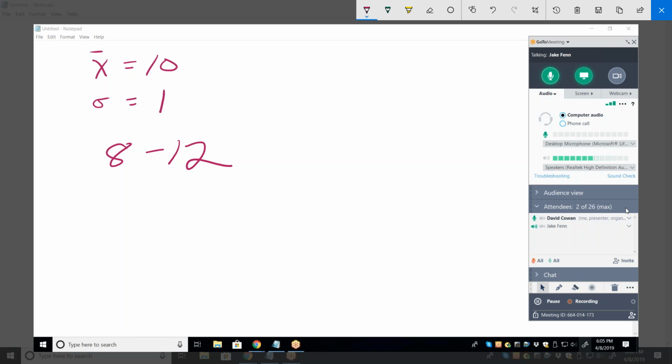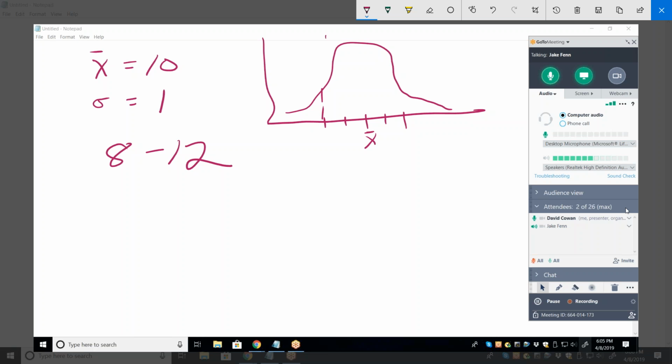Sorry, I had to erase our curve, but we need it, so I'm going to redraw it. There's the mean. There's the mean minus 1 standard deviation. There's the mean minus 2 standard deviations. There's the mean plus 1 standard deviation. There's the mean plus 2 standard deviations. What percentage of the total curve is between 2 standard deviations less than the mean and 2 standard deviations above the mean?